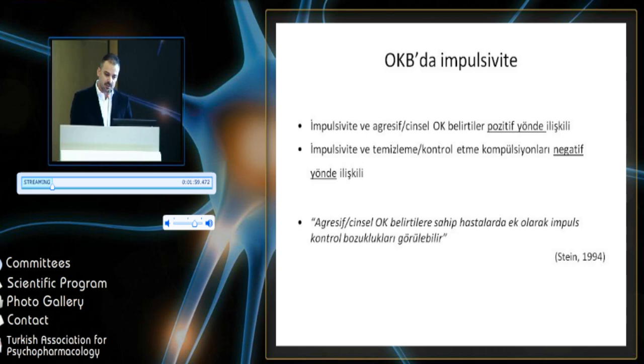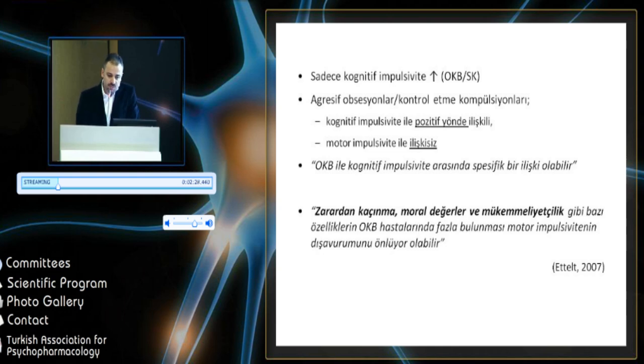In OCD, there are certain impulsivity studies. When we look at these studies, we see that aggressive and sexual OC patients have a positive relationship. There is a positive correlation with impulsivity, and this study reveals that OCD patients are more at risk in terms of this. Yet another study, OCD patients and regular populations were compared. Only cognitive impulsivity was higher in OCD patients. There was no correlation with motor impulsivity. So we believe that there's a specific relationship between OCD and cognitive impulsivity.